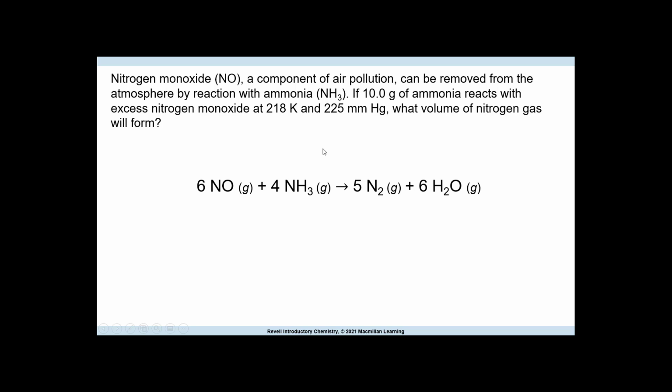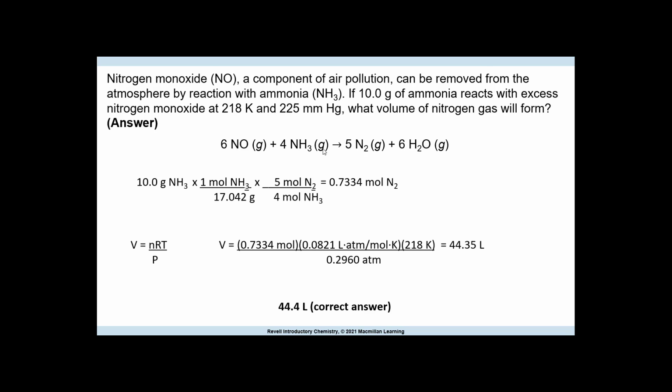Nitrogen monoxide, a component of air pollution, can be removed from the atmosphere by reaction with ammonia. If 10 grams of ammonia reacts with excess nitrogen monoxide at 218 and 225 millimeters mercury, what volume of nitrogen gas will form? So we go through, and we start with ammonia, and we work this. It looks like it moved over a little bit, and it gives us the moles of nitrogen, because we want to know about the volume of nitrogen gas.